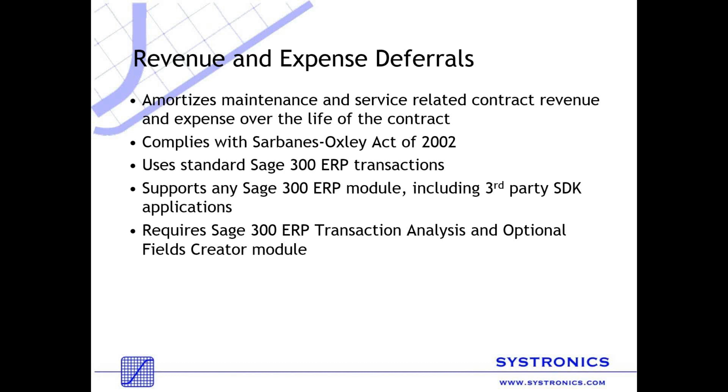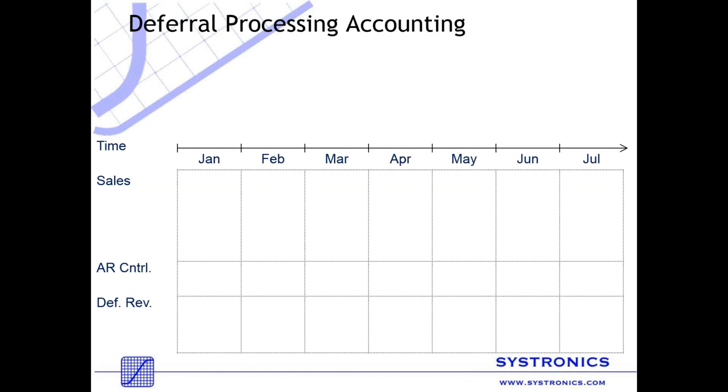Now let's see how the application works. The application does three things to accomplish the task of amortizing revenue and expense amounts throughout the contract period. First, it identifies the transactions that should be deferred. Then, it defers the revenue and expense amounts and creates a schedule for recognition. Finally, it recognizes amounts as per the created schedule. Let's look at an example.